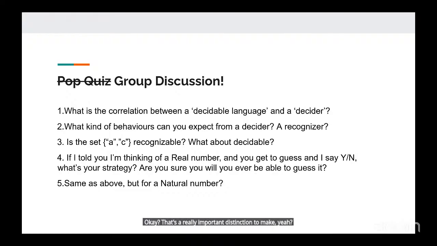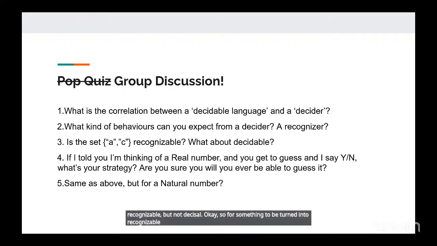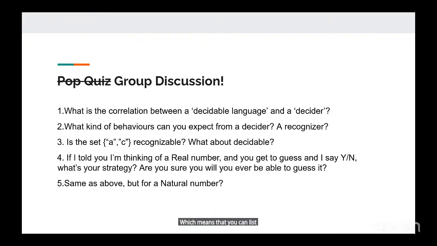What quality of a language makes it recognizable? Recognizable but not decidable. Okay, so for something to be Turing machine recognizable, it needs to be what's called recursively enumerable, which means that you can list everything out and eventually generate every element of the set. And that's actually going to come into play for the next questions 4 and 5, so we'll get back to that. Okay, so question 3, is that set recognizable or decidable?